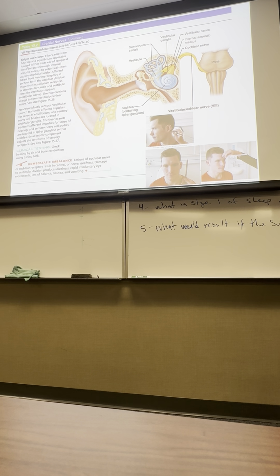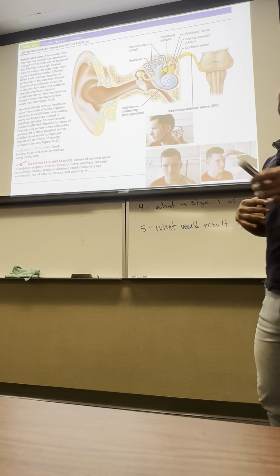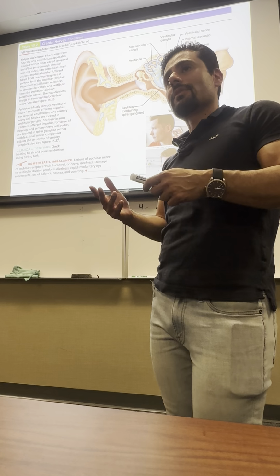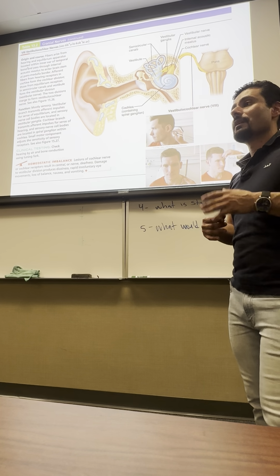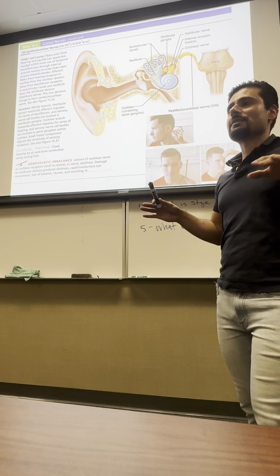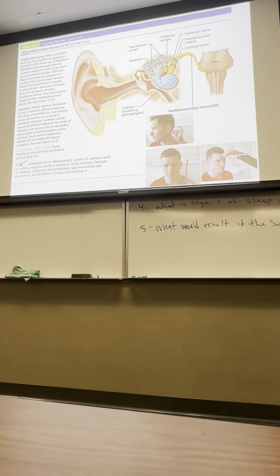So 8, vestibulocochlear. Is this sensory, motor or both? Both. Why is it both? What's this nerve doing? What's the function? Balance and hearing. That's simple, right? This nerve lets me hear, and this nerve gives me balance.